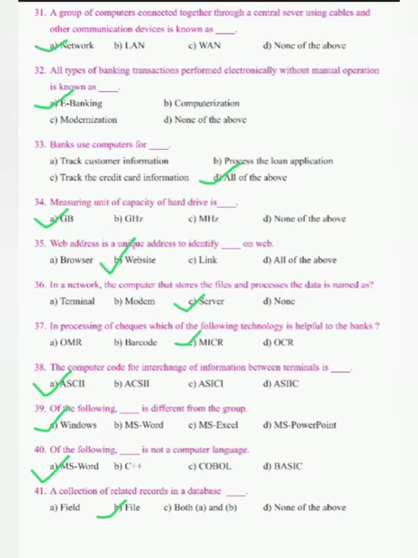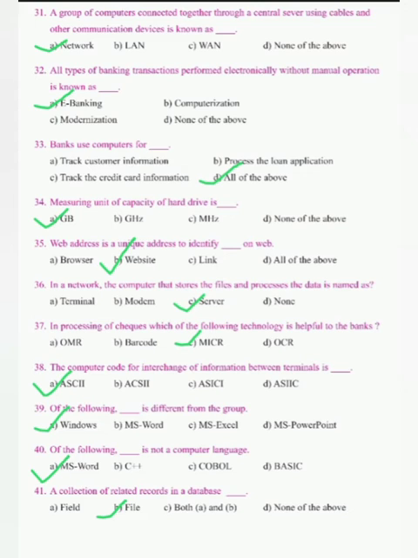Measuring unit of capacity of hard drive is what? A. GB, B. Gigahertz, C. Megahertz, D. None of the above. Answer: GB. Web address is a unique address to identify what on the web? A. Browser, B. Website, C. Link, D. All of the above. Answer: website. In a network, the computer that stores the files and processes the data is named as A. Terminal, B. Modem, C. Server, D. None.